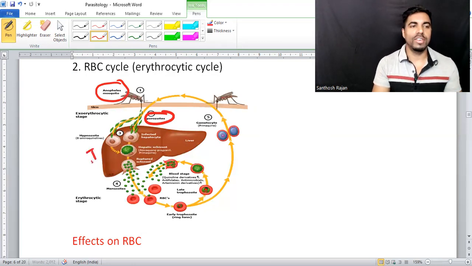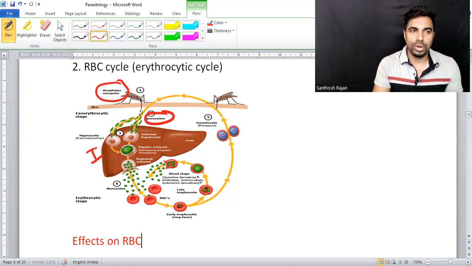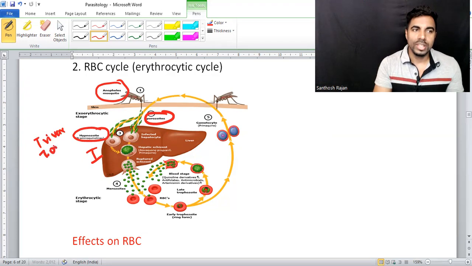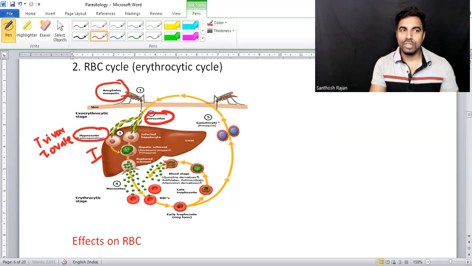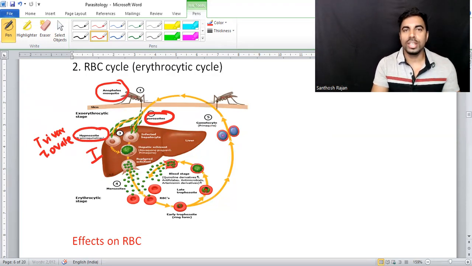The first stage is in the liver. When it enters the liver, the sporozoites infect the liver cells, the hepatic cells, and become two things. If it is vivax and ovale, some of them become hypnozoites. The rest become schizonts. Inside the schizont you have merozoites. After maturation, the schizont becomes bigger and ruptures, and all the merozoites come out, as you see here.